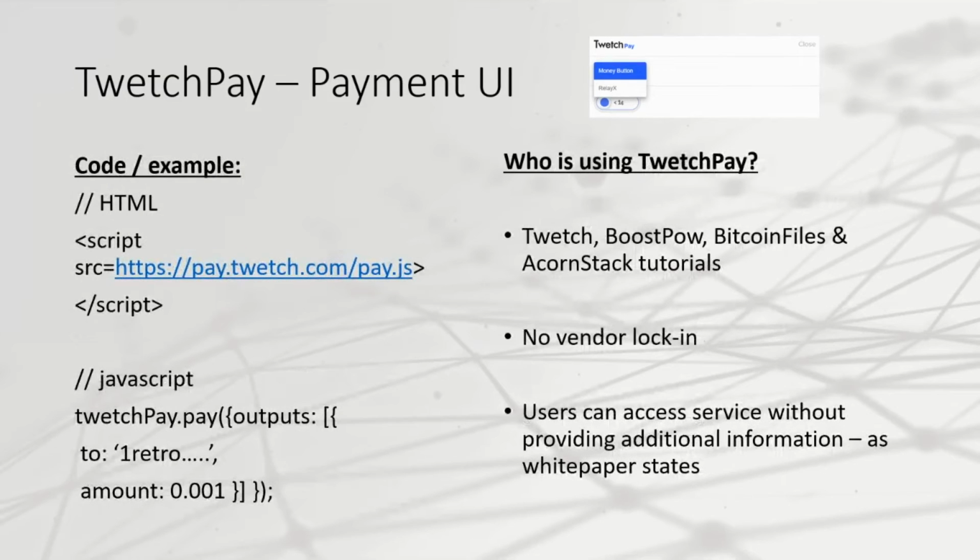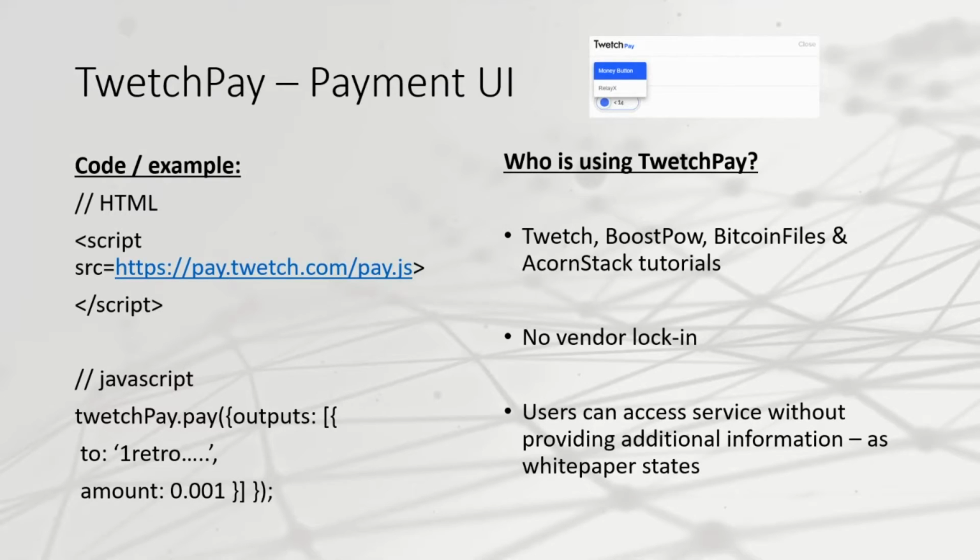So, a simple code example. This is super easy to use. You just include the script tag at the top of your web page, and you call twetchpay.pay, and then you can set your outputs, and you specify the Satoshi amount. It supports all that other stuff. It's in the documentation. I have a link. I can put a link to that in the chat once I'm done, but it's super easy.